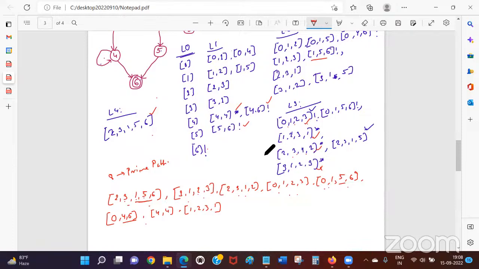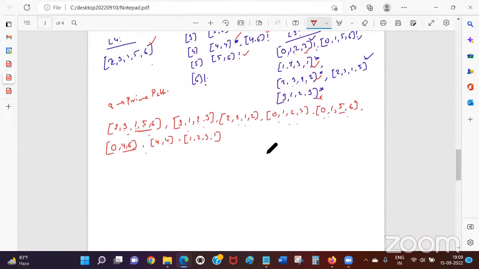Now from the prime paths, how do you derive the test paths? Now the question is, what are your test paths?